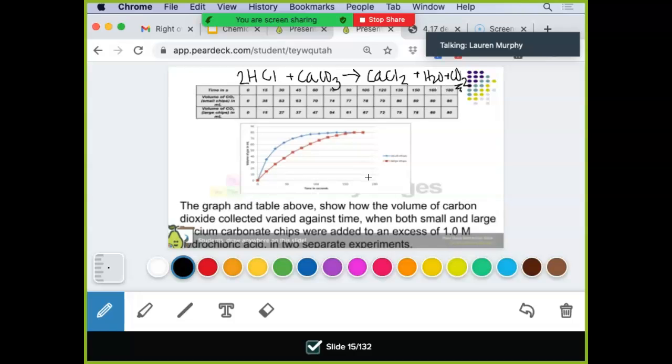Okay, so what they did is on here, they have this red line, which they say were the large chips, meaning they were the bigger chunks of calcium carbonate. And the blue ones were the small chips, so the tinier pieces, maybe more powdery, all right? And they graphed them over time. So they said volume versus time. The volume was measured in milliliters of the gas, so they collected the gas, and the time was measured in seconds. So they probably just used a stopwatch to do this.